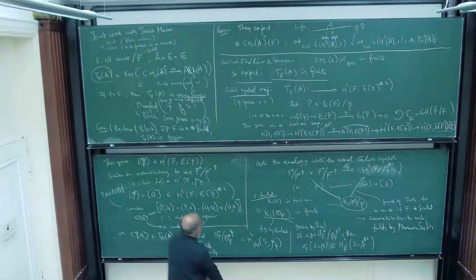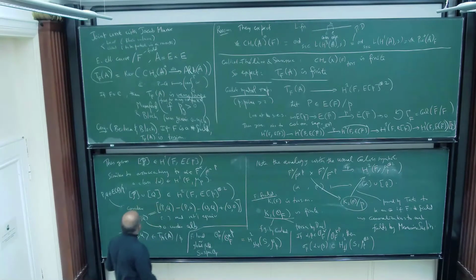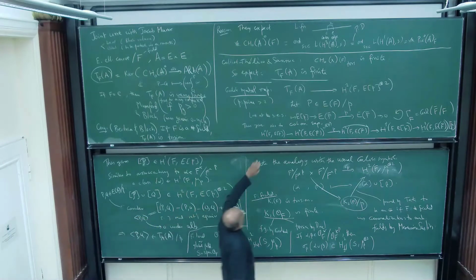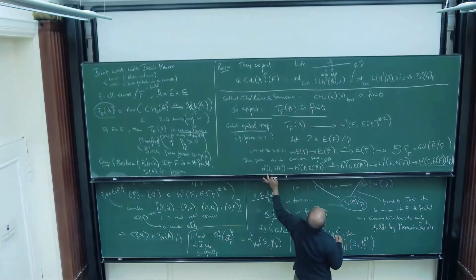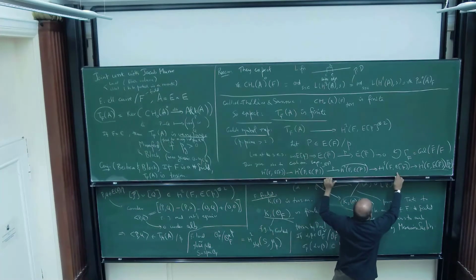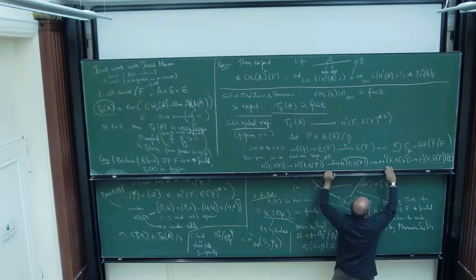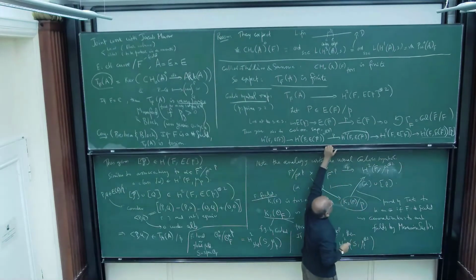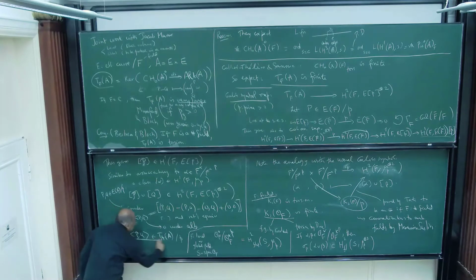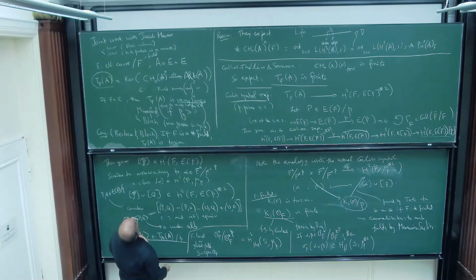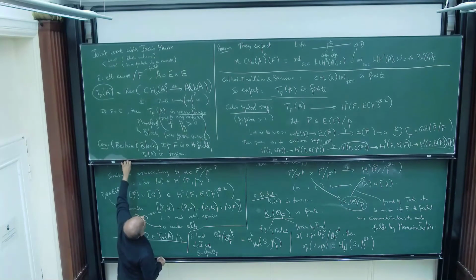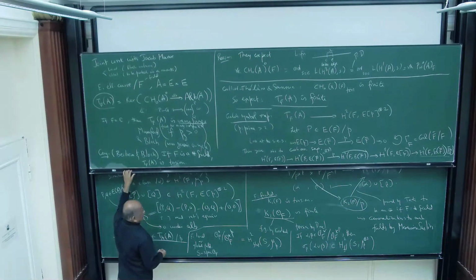So why am I mentioning this? Because here, E of F mod p maps to H1 of F, E[p], but in fact it's in a subset of this. So what one can show is that if I call this map, I don't want to call everything. Okay, so maybe I'll.